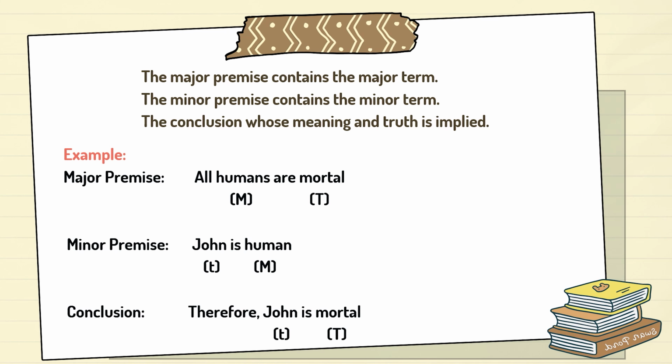So this conclusion is reached by applying the principles established in the major premise to the specific case presented in the minor premise. So this illustrates how deductive reasoning enables us to draw specific conclusions by applying general principles to particular cases.